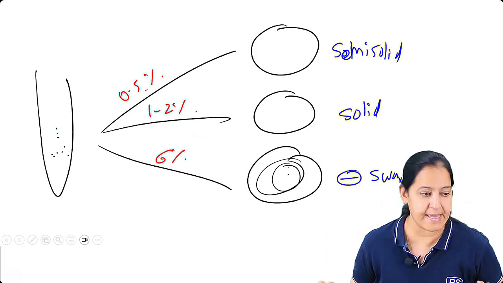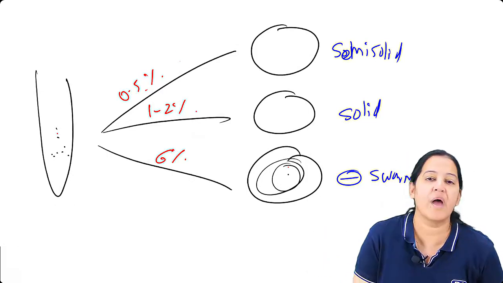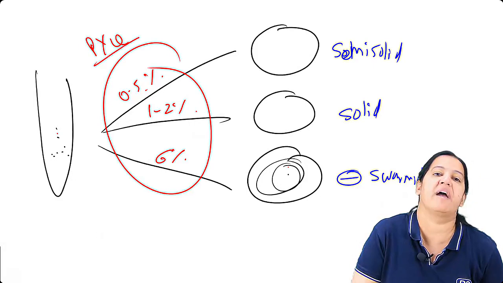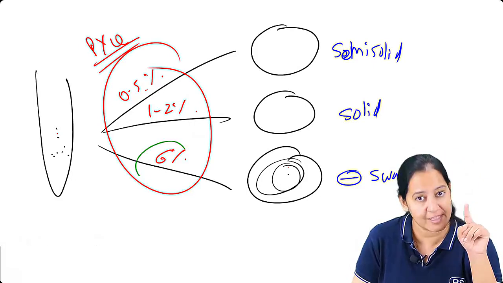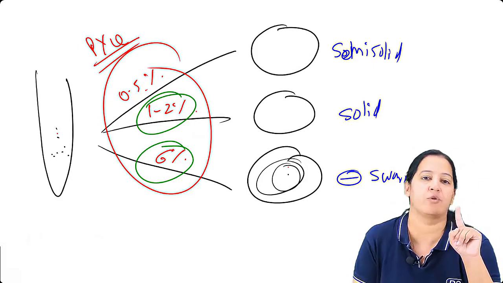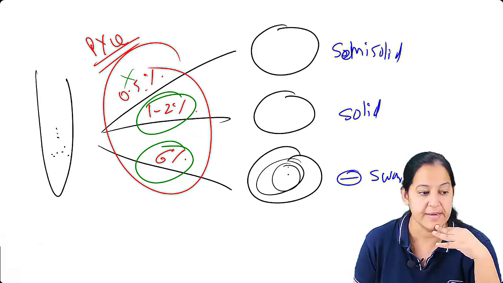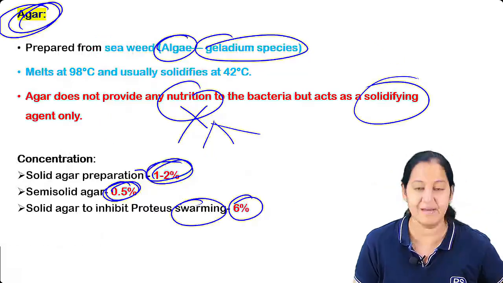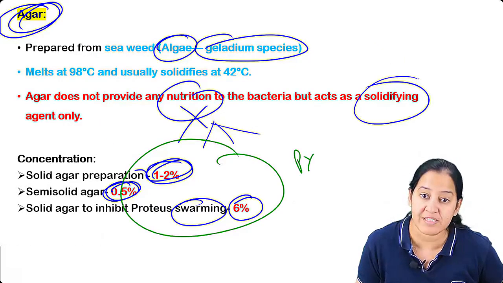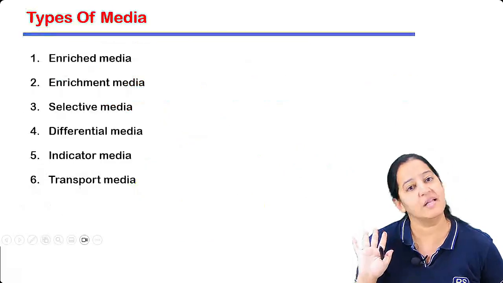Say people say yes, react, respond. Got it? You have PYQs on these. इस पे PYQ है. इसका meaning ये है. Just learn it. 6% पे भी PYQ है, 1 to 2 पे भी PYQ है, 0.5 पे अभी तक नहीं है, but आ सकता है. So you have PYQs on that. So please learn and highlight the percentage and write down it's a PYQ. You have to learn the percentage. That is regarding the agar.